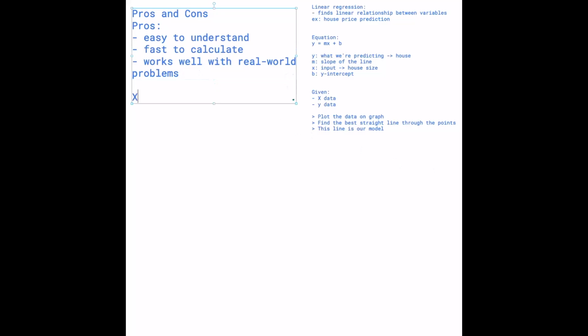So let's look at the cons. It always assumes that there's a linear relationship between variables, and a lot of the time that isn't true. So there's a bunch of things that can't really be described using a linear relationship.